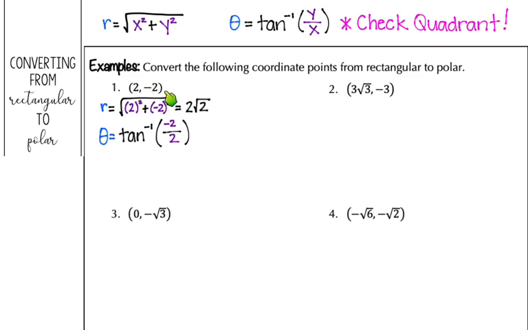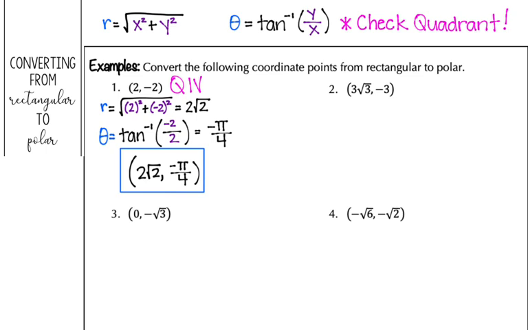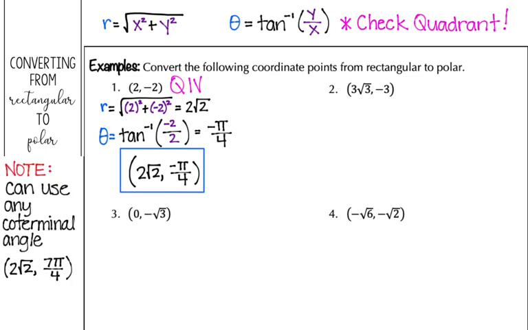I look at this and it's positive and negative. That tells me it's quadrant 4. If it's quadrant 4, then the angle is negative pi over 4. Or instead of negative pi over 4, I could have used any coterminal angle. I could have said 2 root 2 comma 7 pi over 4. Or I could have said 2 root 2 comma 15 pi over 4. All of these angles, 7 pi over 4, 15 pi over 4, and negative pi over 4, are coterminal. And so we can have multiple answers that are correct because it's all about getting to the location.